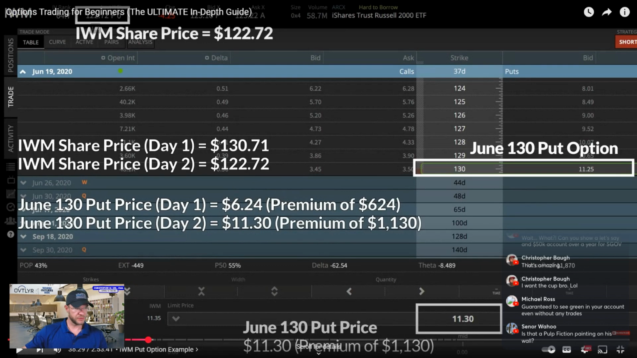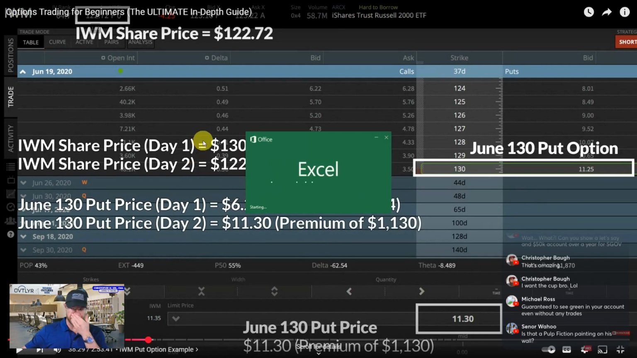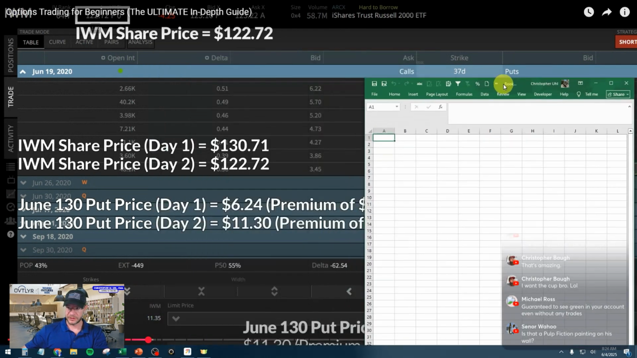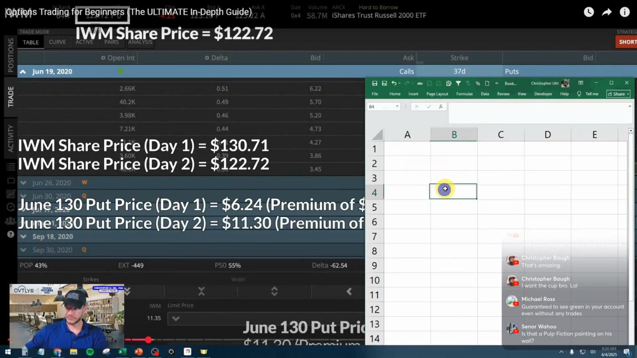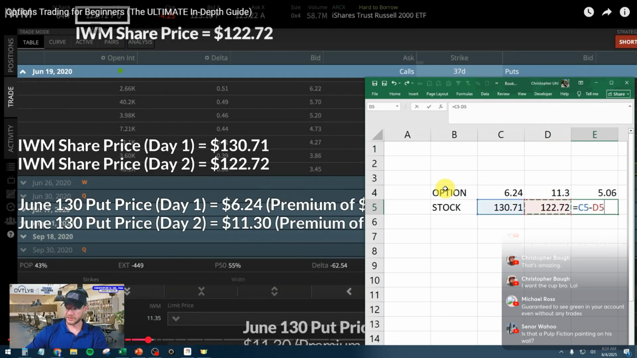Now, what was the actual delta between these two points? We can calculate the math of this. I love to calculate real deltas. So the price of the option went from 6.24 up to 11.30, meaning it went up by this minus this, $5.06. The stock went from 130.71 to 122.72, so that is this minus this, $7.99. So that's the difference here.